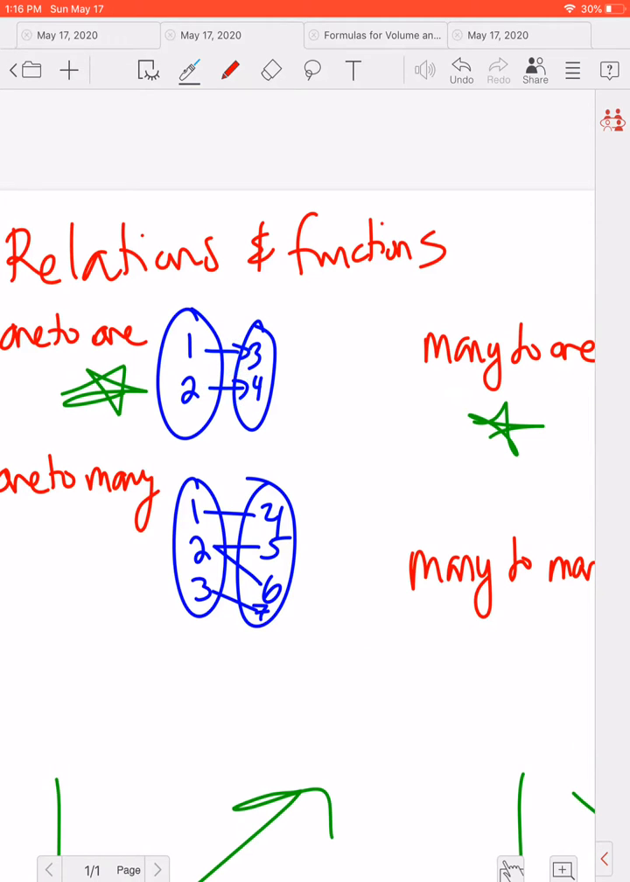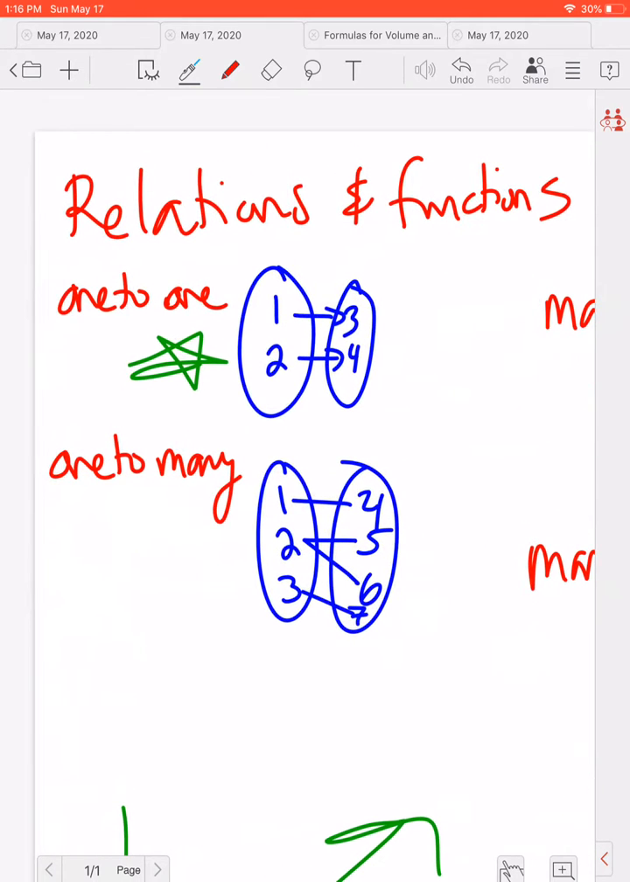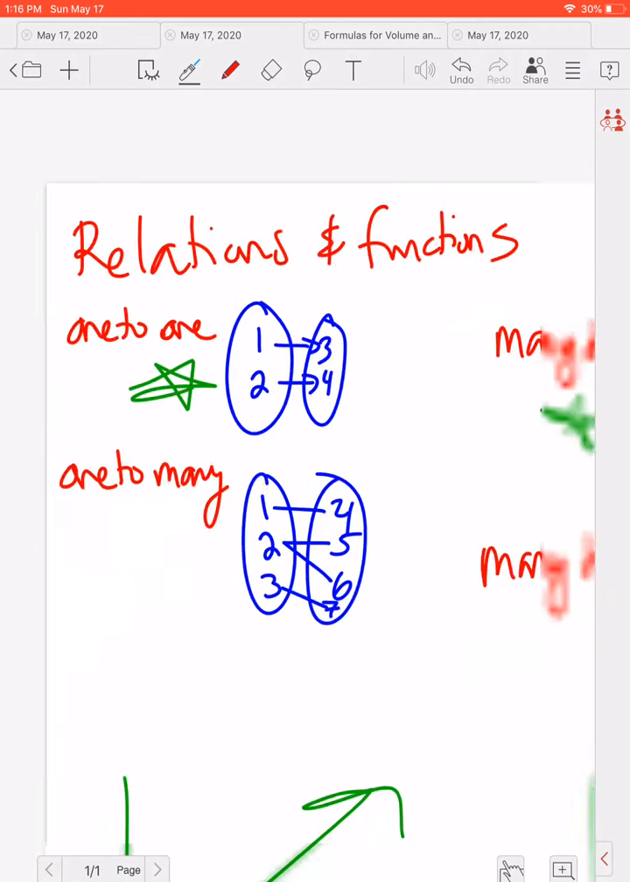There's no overlap. We have one-to-many, where we might have one number that's going to many outputs. So one input is going to many outputs. So here 2 is going to 5 and to 6, while 4 is just going to 1 and 3 is going to 7. So we have one going to many things.